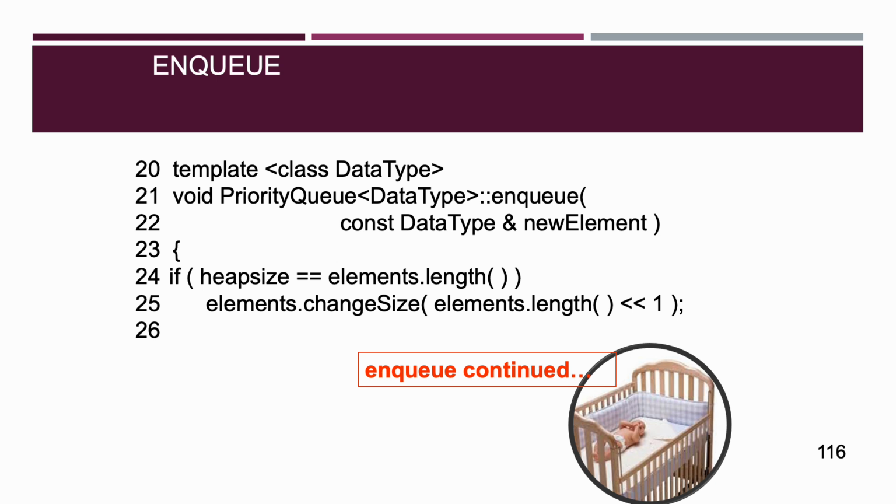Then the heap size check. The first thing the function does is check if the heap size is equal to the length of the elements array. If they are equal, this means the array is full and we need to allocate more space. To handle this, the change size method is called, doubling the size of the array, where we are using dynamic sizing. The current length of the array is obtained using elements.length. This value is shifted left by 1 bit, effectively doubling it. The new size ensures enough capacity to accommodate additional elements efficiently.